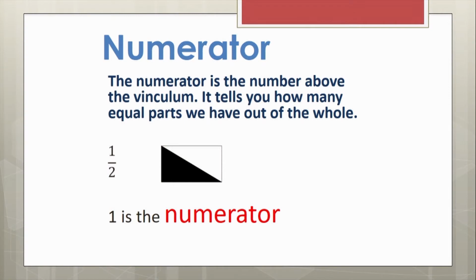So can anyone tell me what the numerator is? The numerator is the number above the vinculum. It tells you how many equal parts we have out of a whole. So let's look at the same representation again. We have one shape divided into two equal parts. And the number 1 represents the shaded area, which is the numerator.